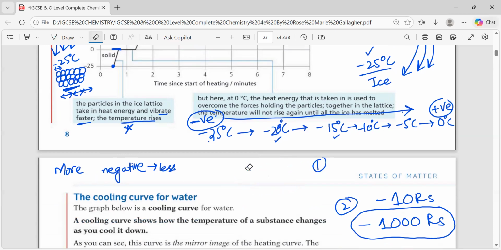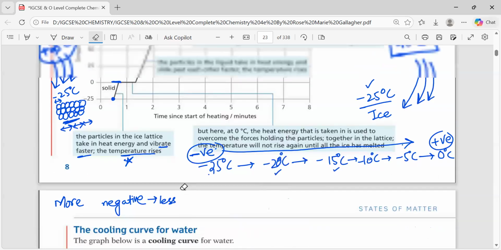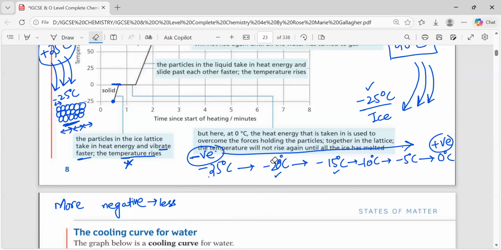Because in the room, they take the heat energy inside the room and the temperature rises from a negative value to 0 degrees Celsius. Zero degrees is considered a neutral value, because you don't see minus zero in mathematics or chemistry or any field. So you are going from negative to a neutral value.